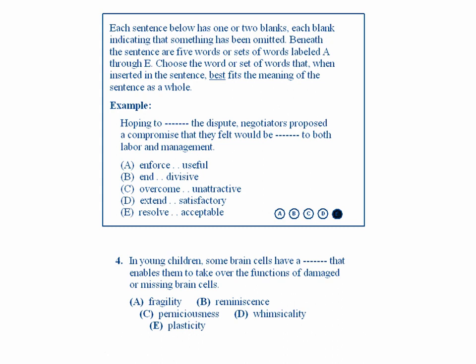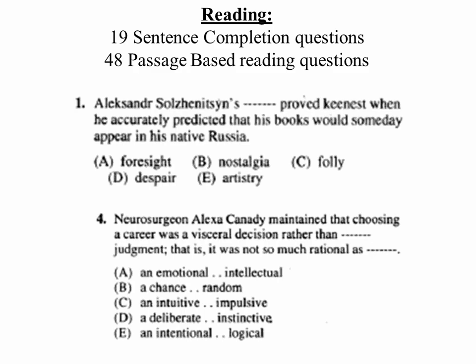Okay, so this is one of the kinds of questions on the reading section, and I'll go back to that in a second. So the reading section always has 19 sentence completion questions, and that's what you see here. So these are essentially vocab questions or analogy questions where they're asking you to figure out which vocabulary term fits in this blank.